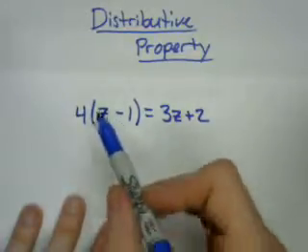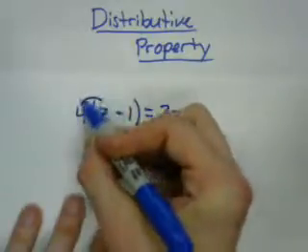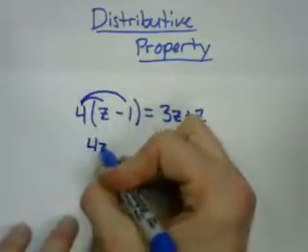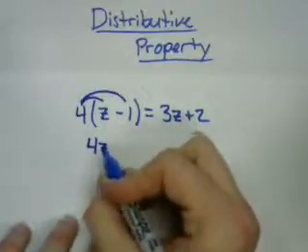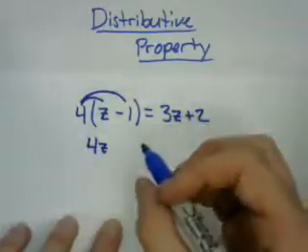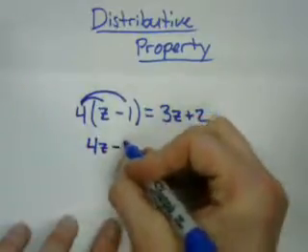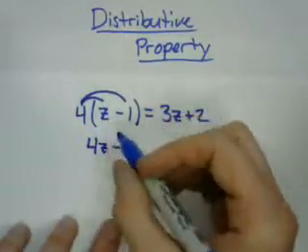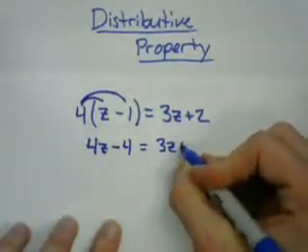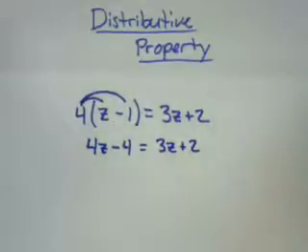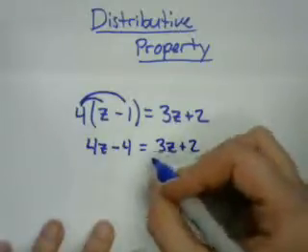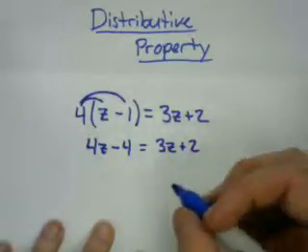But what I can do is distribute. So I'm going to distribute the 4 to the z. I'm going to distribute the 4 to the negative 1. 4 times z is 4z. It's them two multiplied together, and we show multiplication by not showing anything between the number and the variable. And then 4 times negative 1 is negative 4. I'm sorry, I misspoke there. This is equal to, again, just the 3z plus a 2. So here I'm going to organize my z's first. So I'm going to subtract off the 3z, get rid of the 3z, because working with the 4z, that would create a negative number.